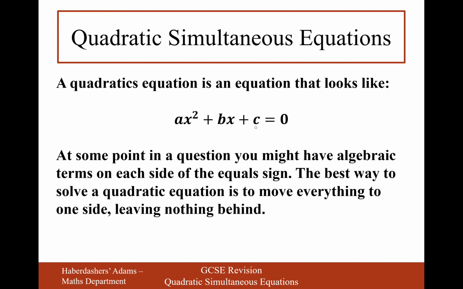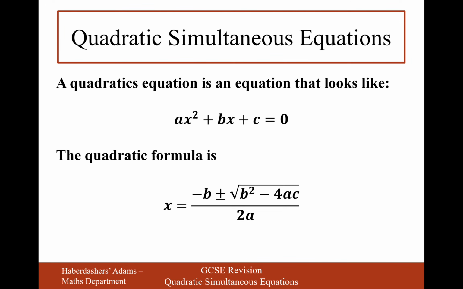When you're dealing with these kinds of equations, what you might sometimes get in a quadratic simultaneous equation is algebra on both sides of the equal sign. So what you should do in this case is move, by either subtracting or adding, everything onto one side, leaving nothing behind, leaving 0 behind. And then you can use the quadratic formula. This is the quadratic formula. You may have other ways of solving your quadratic equation. Sometimes factorizing is a good idea, but the quadratic formula is always something you can use to solve a quadratic equation.